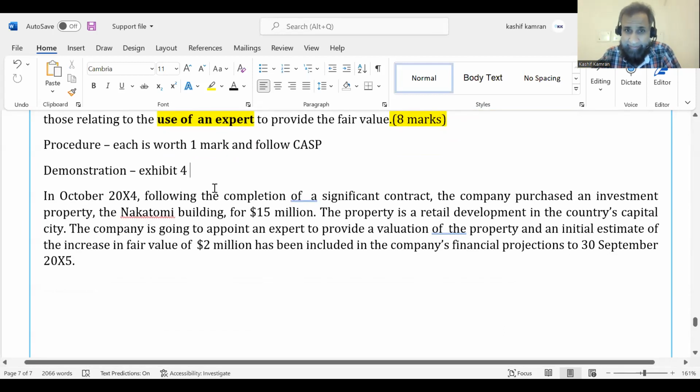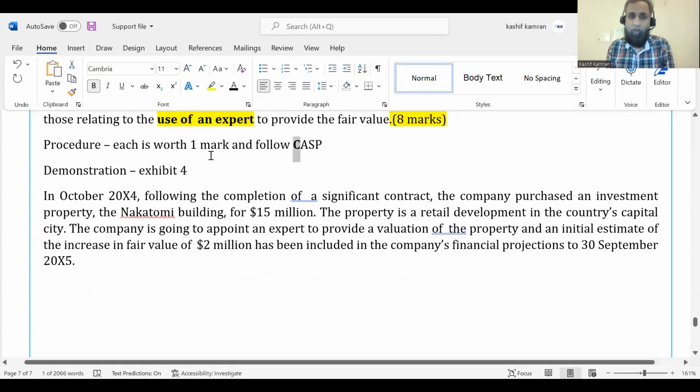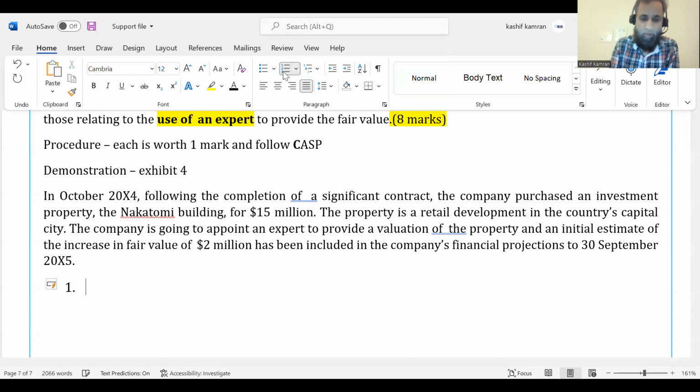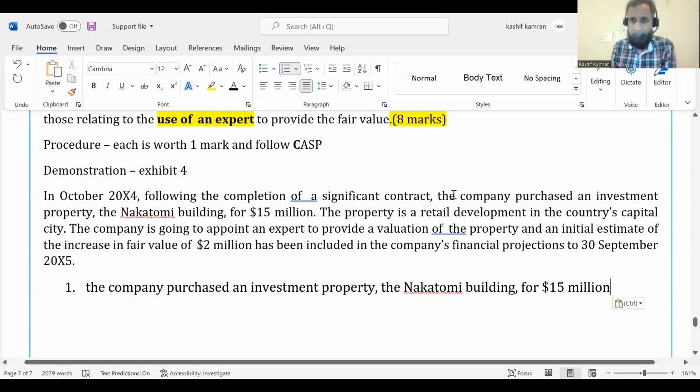Now, see, C is case specific, right? Something has to come out of the case. In October 2024, following the completion of a significant contract, the company purchased an investment property for $15 million. This is the first information. Control C, and I bring it down and I say, okay, this is the first one. Company purchased an investment property for $15 million. The property is a retail development in the country's capital city.